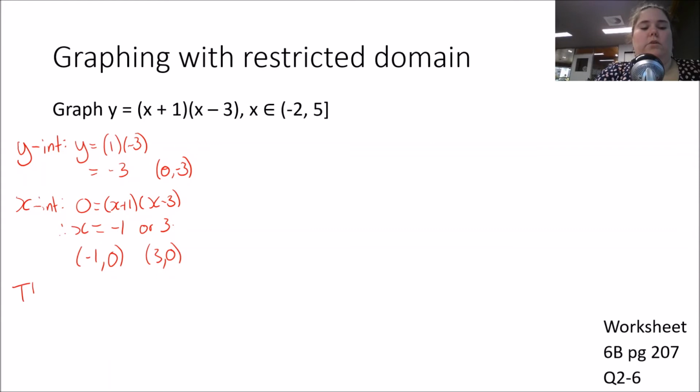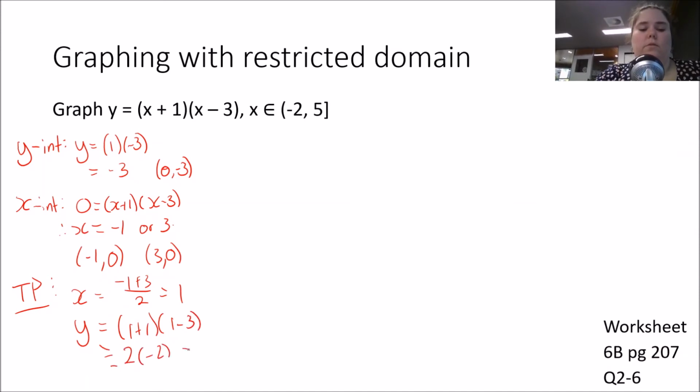And then we need our turning point. So that's going to be halfway between my x-intercepts. So -1 plus 3, which is 2, halved is 1. Then sub that back into the original equation to get out what my y value is, which equals -4. So we have this point as well. But then we have our restricted domain. So we also need to find those endpoints of our graph.